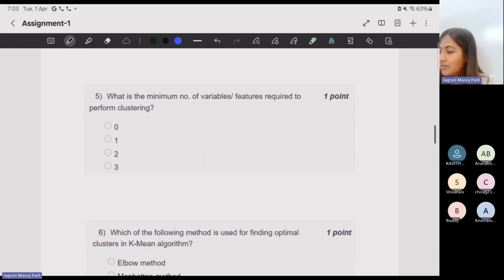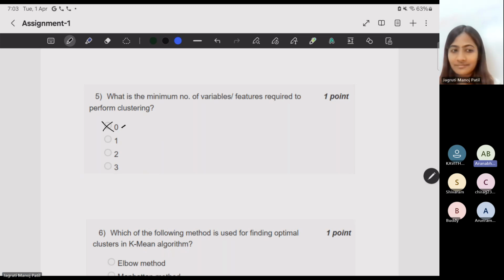So what's the minimum number of variables or features that one requires to perform clustering? Can we do clustering with 0 variables? No, we can't. Minimum two. We need two variables minimum to perform clustering. So what's asked here is the variables or the features, not the groups.